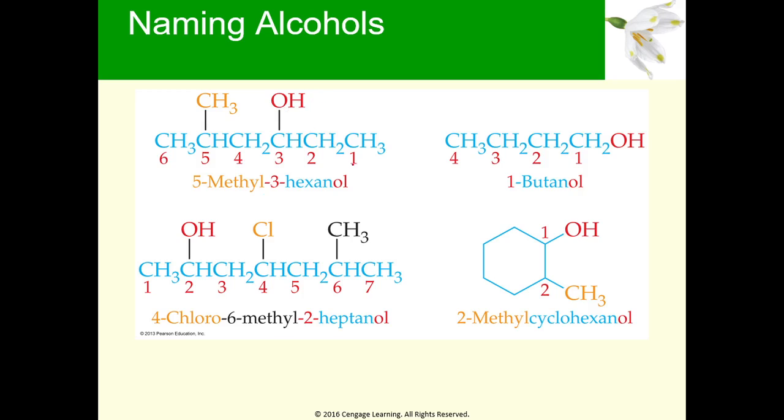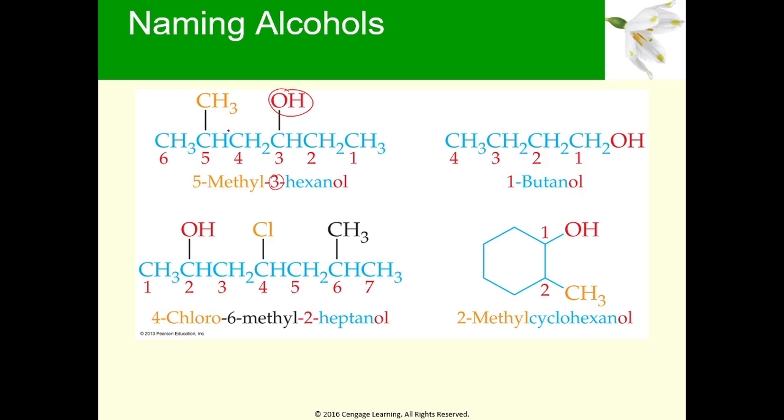So again, we start the naming at the end na mas malapit yung OH. So ito, mas malapit siya dito. That's why the naming is 1, 2, 3. So meron tayong OH group at carbon position number 3. Ito yan. What is the name of the parent chain? So 1, 2, 3, 4, 5, 6. So we have 6, hexane. Since this is an alkane, tanggalin natin yung E, gawin natin ol, hexanol. So acknowledging that there's an OH group at the carbon position number 3, so it will become 3-hexanol.